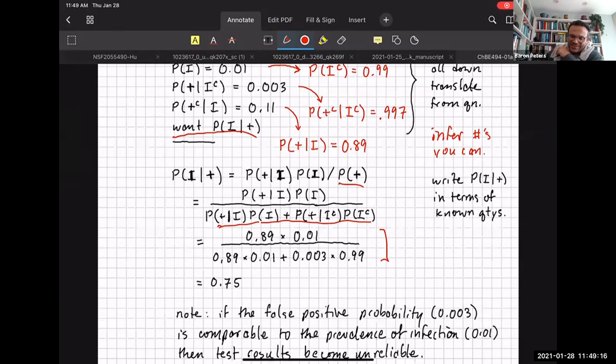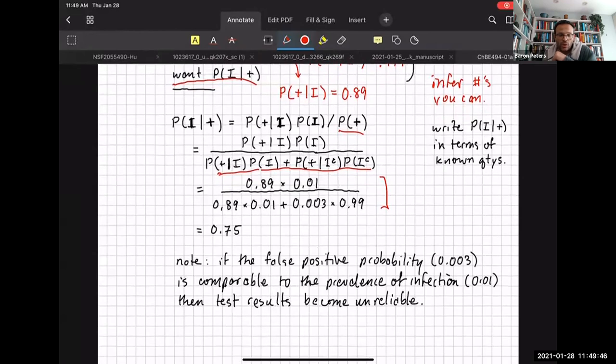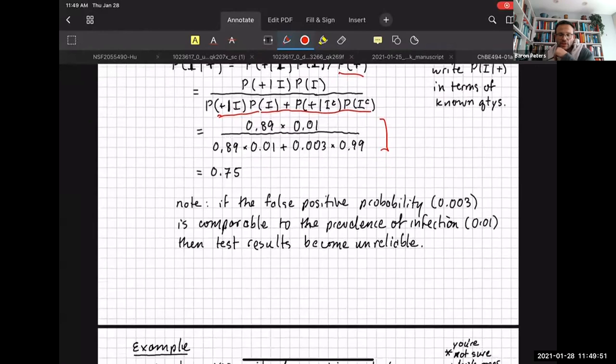Okay, so the probability that you actually have COVID is 0.75. So there's a chance if you get a positive test that you may have just been one of those unfortunate people who got a false positive. Now, why is it that you have this test that's 99% reliable at detecting an infection, pretty decent at not giving you false negatives, and yet you have this low probability of being infected given that you tested positive?